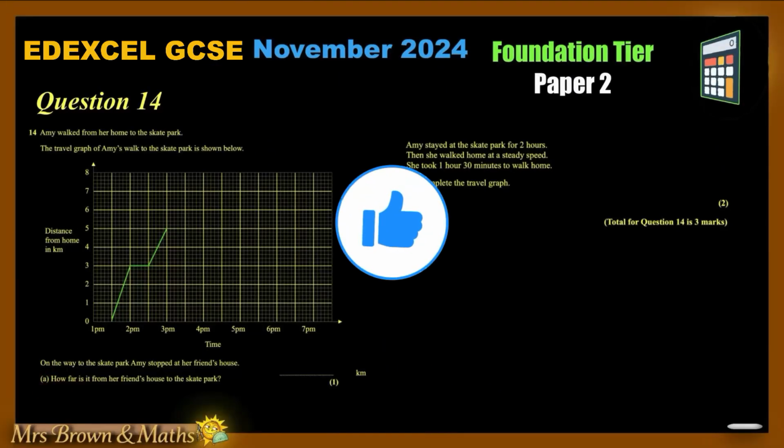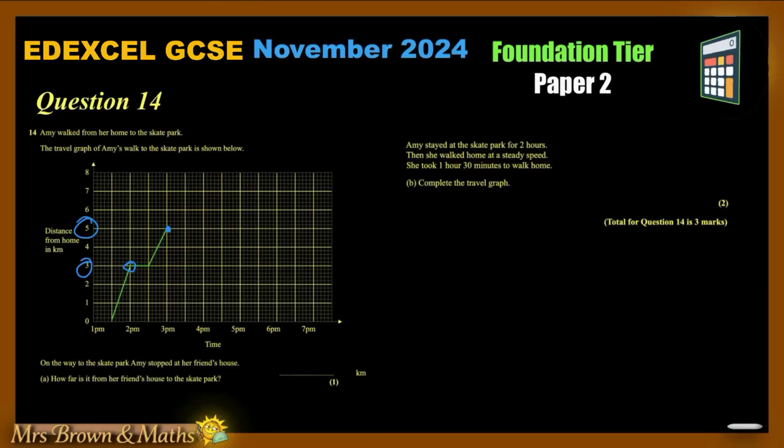Question 14. Read the graph carefully. Distance from friend's house to the skate park is 2 kilometers. Then complete the graph with a steady return over 1 hour and 30 minutes.